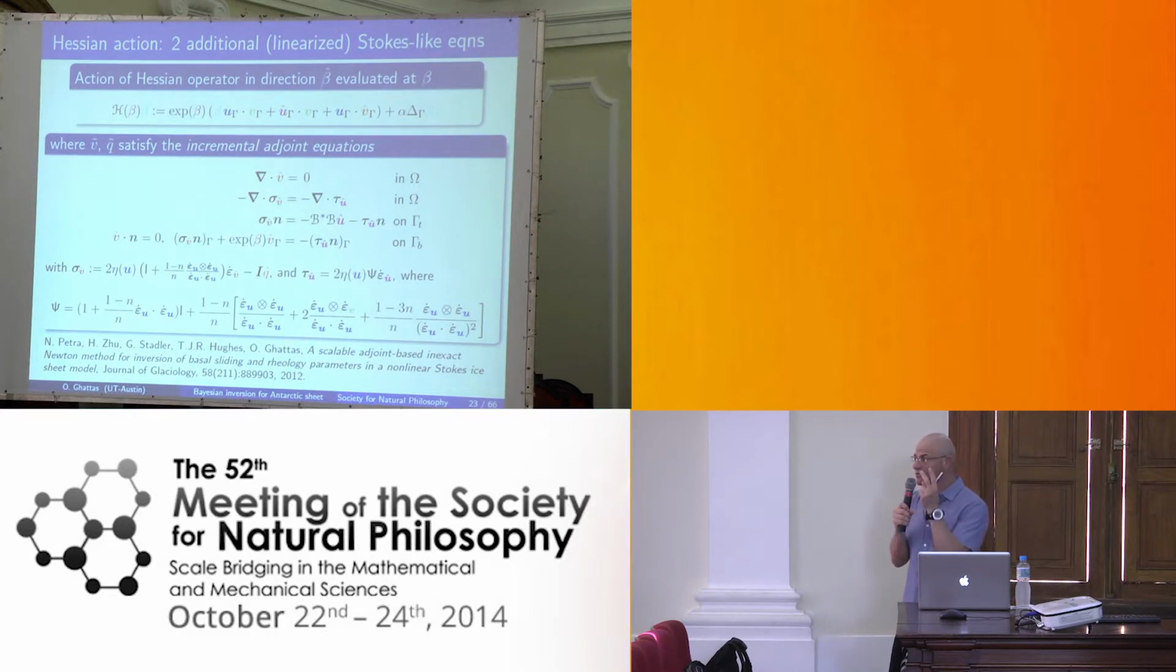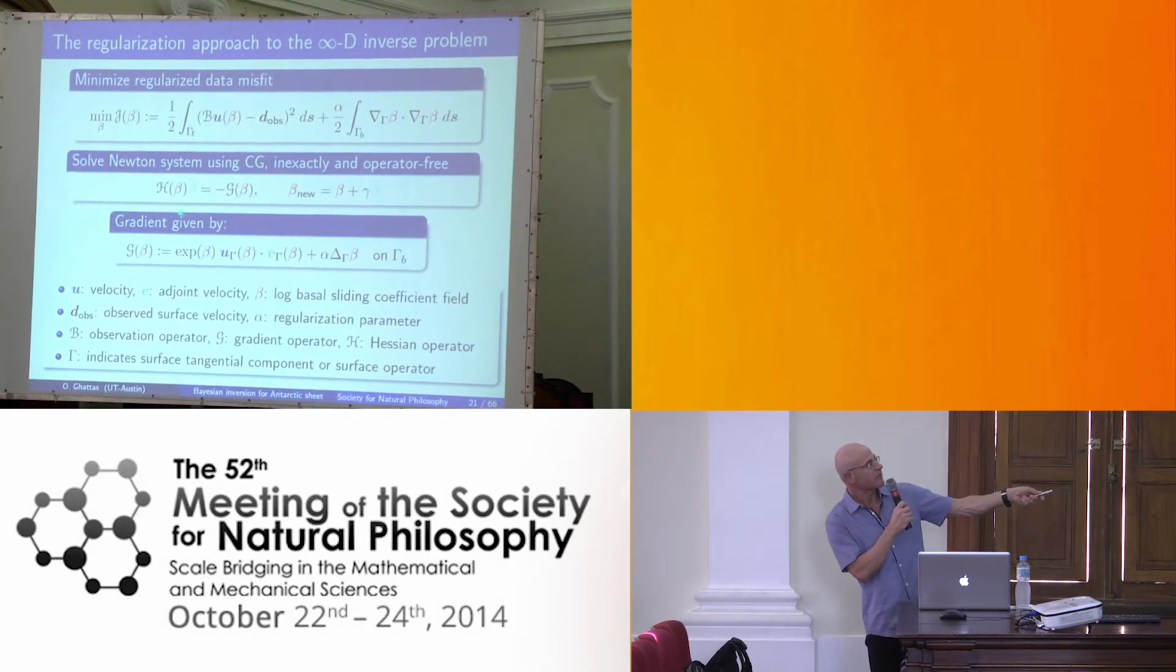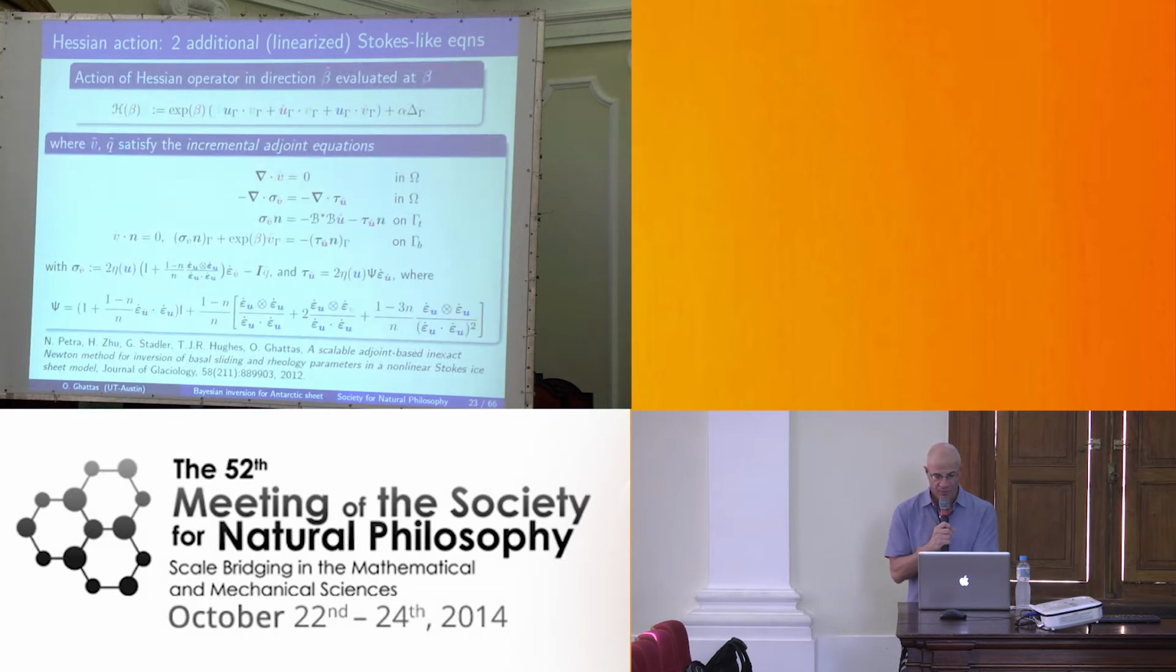So at the cost of solving two linearized nonlinear Stokes equations, we can form the action of the Hessian in a direction. Now you say, how does that help me? Don't I have to solve this system to find the update? Well, what we do is use conjugate gradients, which does not require the Hessian by itself, only its action in a direction, and these matrix vector multiplies can be done on the fly. And one gets good performance.